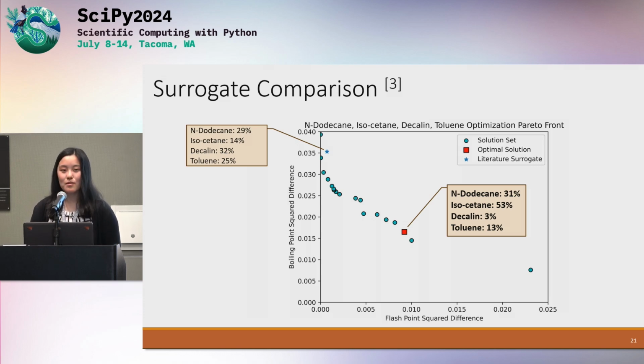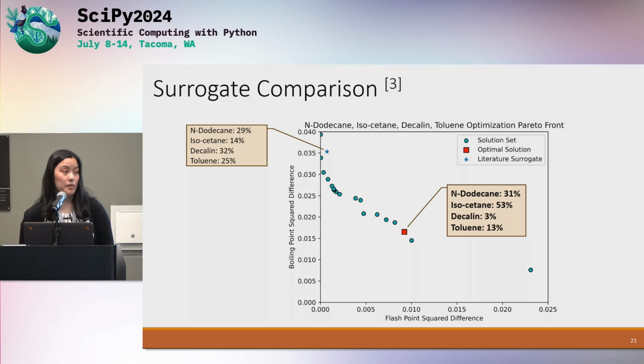So we first used the basic linear by volume property predictor, and we examined the boiling point and flash point of a simplified Jet A fuel called a surrogate. And we specifically optimized for the squared difference between the boiling point and flash point of Jet A and the boiling point and flash point of our optimized solution. We also made sure to use the same components as a surrogate from the literature to just kind of do a baseline comparison and see where our tool is landing.